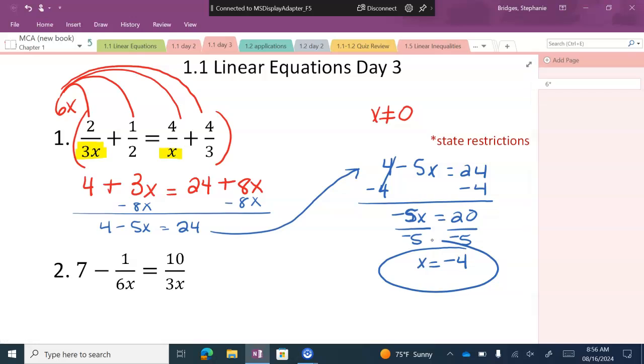Is everyone kind of okay? All right. I want you to try number 2. Just FYI, you should get a fraction as an answer here. Remember, state your restriction first. What is not equal. Figure out your common denominator. Multiply by that. Solve the remaining equation. Double check.